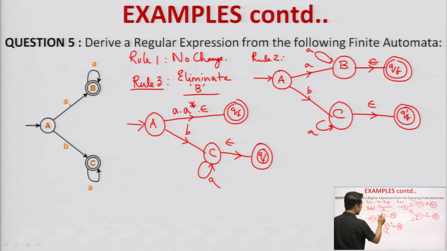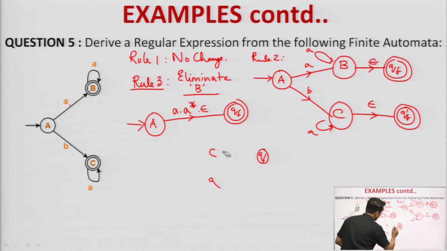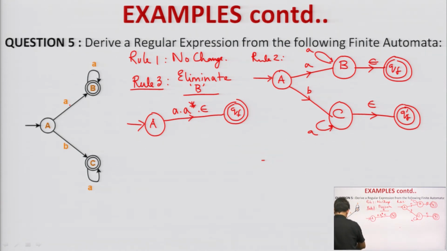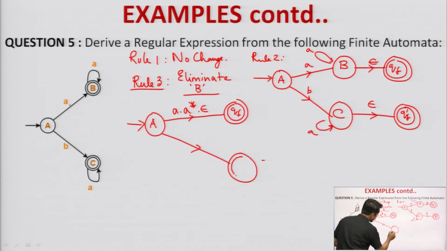Now, next step, if I eliminate the C part, then what will be the final expression for it? The final expression will be like this. Okay, this will be your Q f dash, and this will be B dot a to the power star dot epsilon.